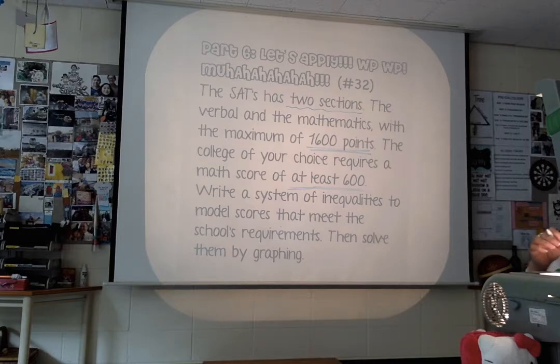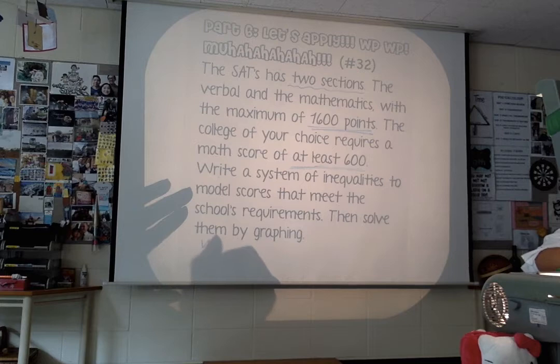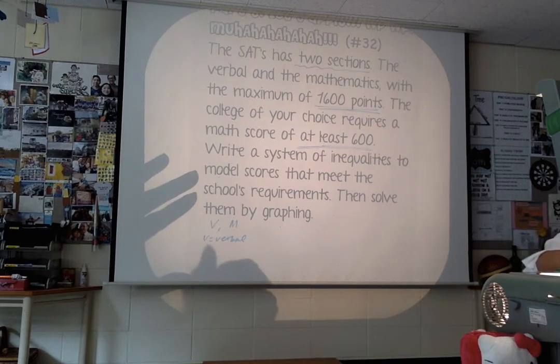Then solve them by graphing. Let's start writing a few things down. So we got our verbal and we got our math, okay? So that's verbal, and we have our M equals math, okay?